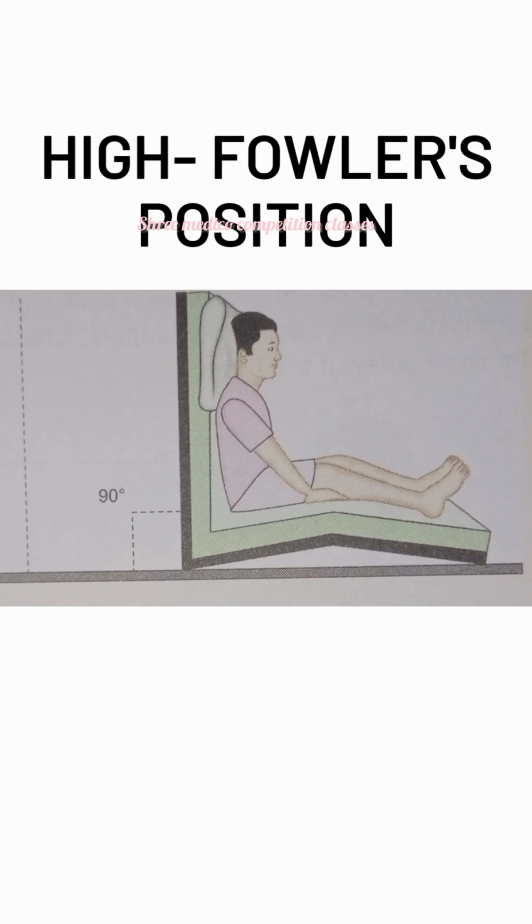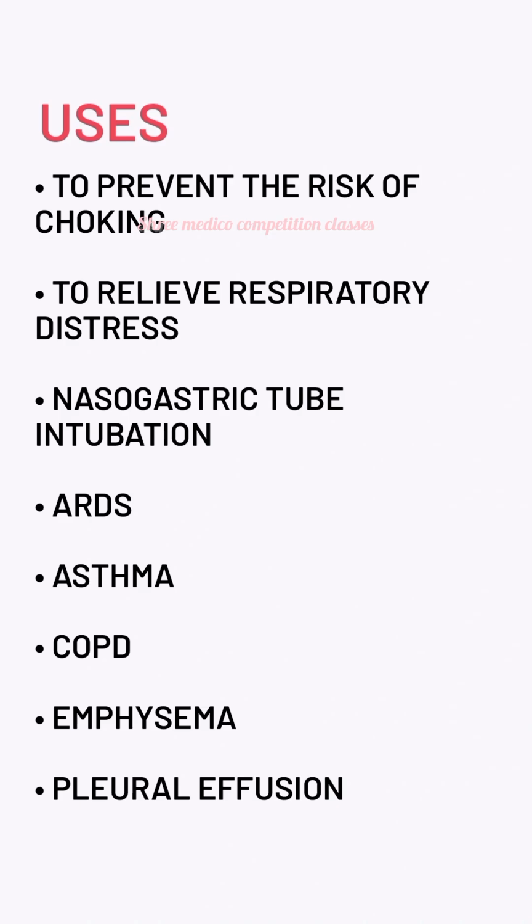Now the next position is the high Fowler's position. In this position, the head of the bed is elevated at 90 degrees, or we can say the bed is at a right angle, and the flexion is at the level of the waist. If I talk about the uses or benefits of this position, it has a lot of benefits, like to prevent the risk of choking and to relieve respiratory distress.